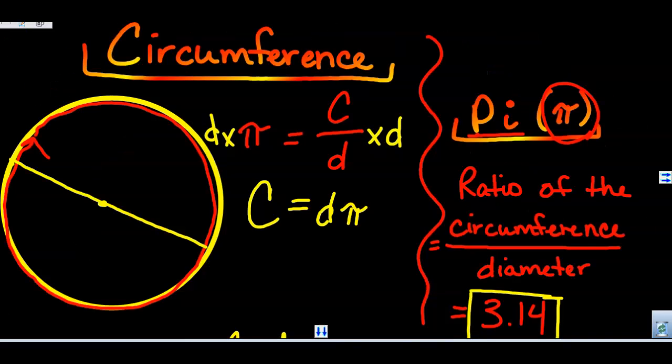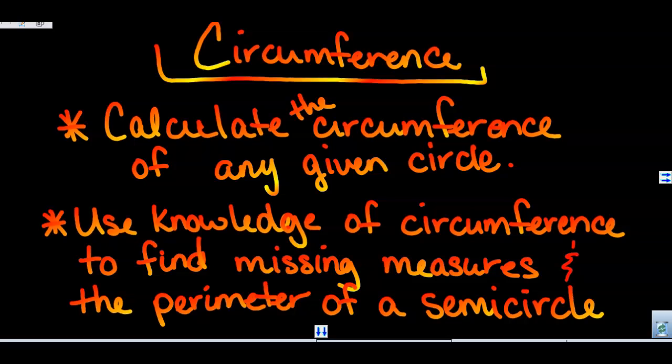Wow. All right, so in this video, we talked a lot about circumference, how to calculate it given any circle, and how to use that knowledge in order to find missing measures in any circle, and even how to find the perimeter of any semicircle.